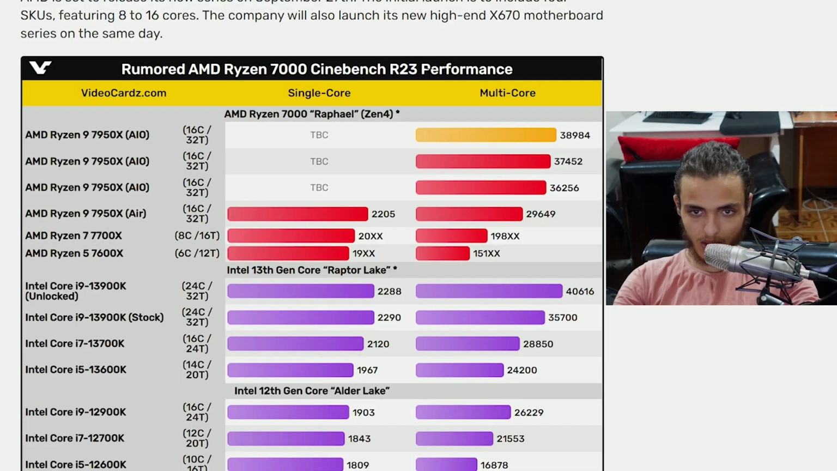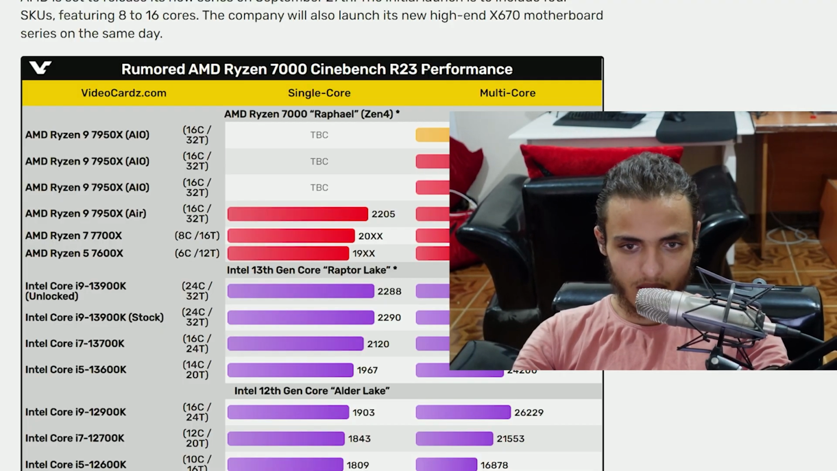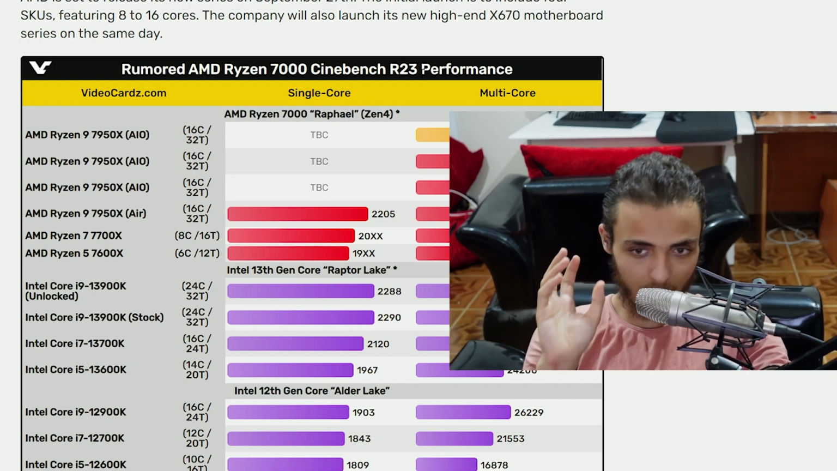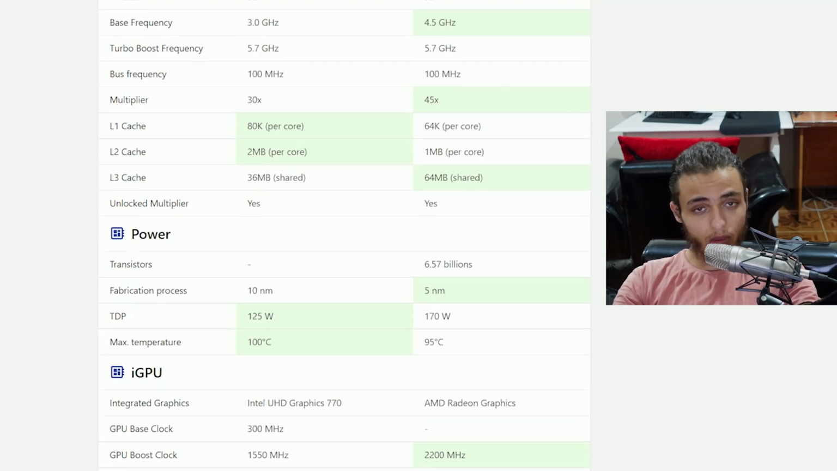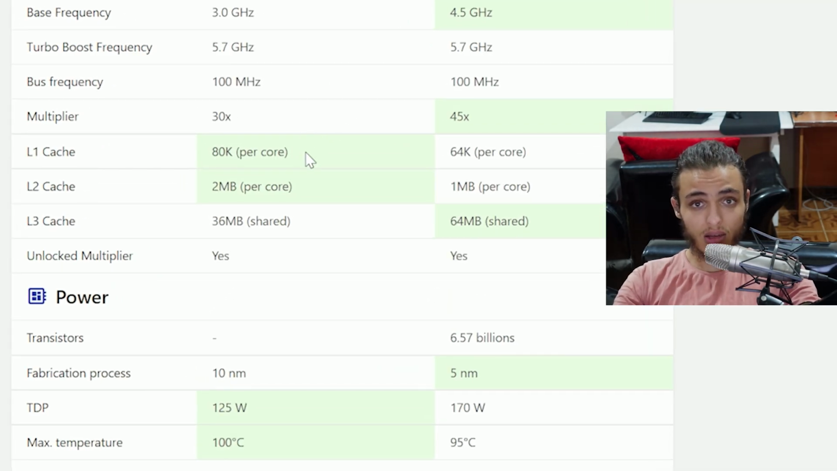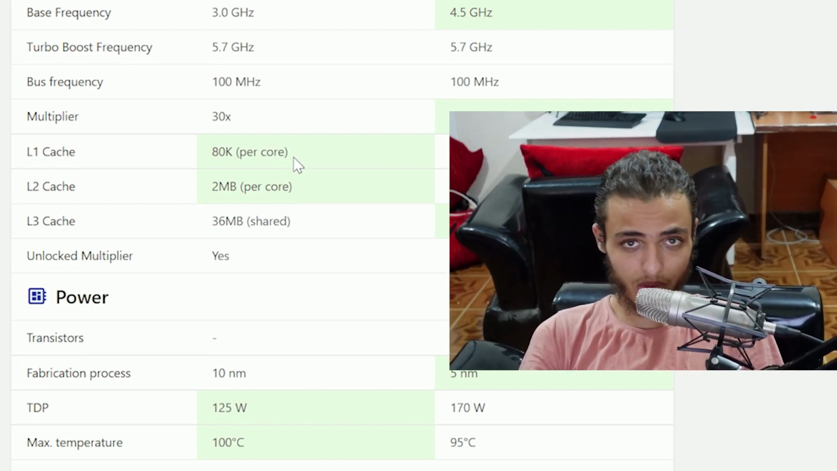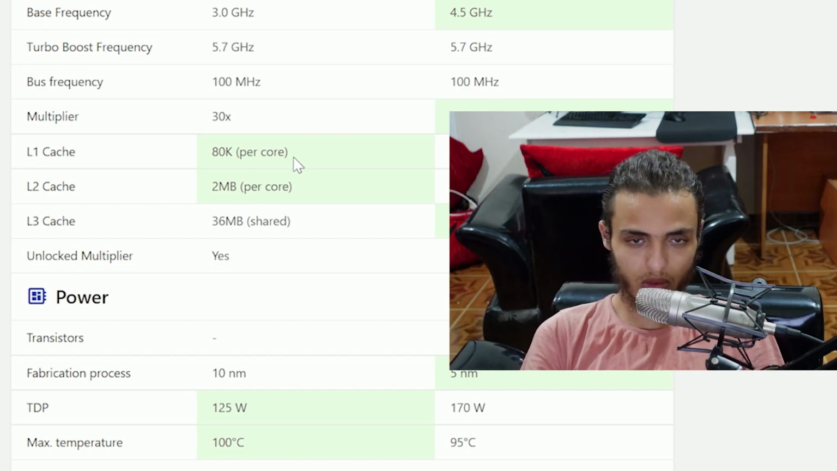Cinebench R23 performance doesn't show us everything. Yeah, it gives us a good idea about the performance of the CPUs, but it does not give us a real picture of how it will perform in games. It's a different story, guys. The memory cache in the CPUs is really, really important for gaming. So the single core performance and the memory cache in gaming is very important.